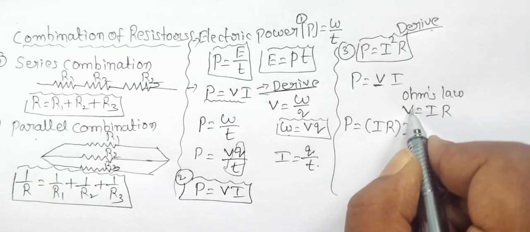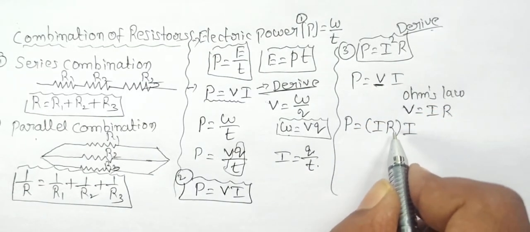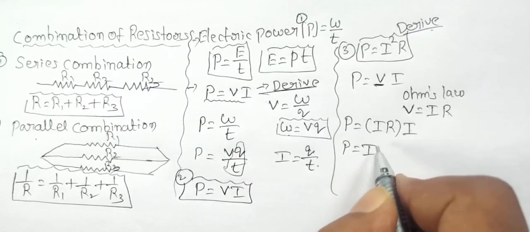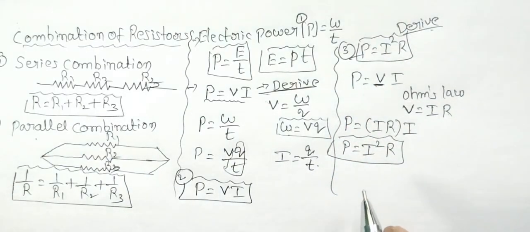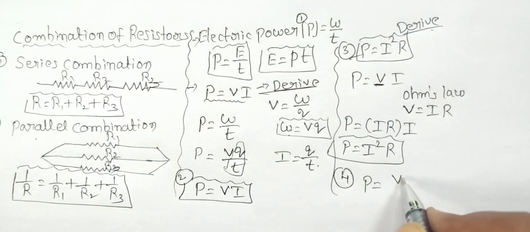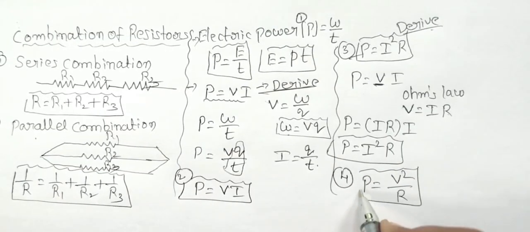You understand? Here V is equal to IR. In this place we are writing IR. Then I into I, I square into R. This is the derivation of the third one. Next, one more important formula is there: power is equal to V square by R.